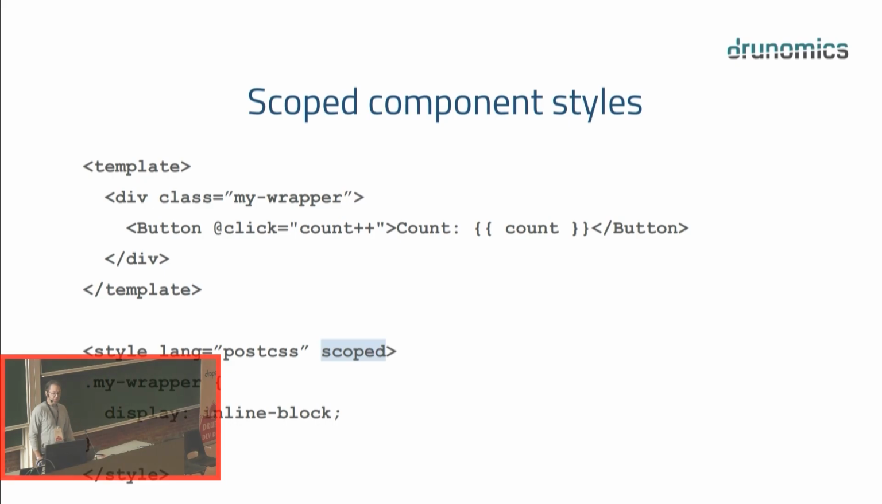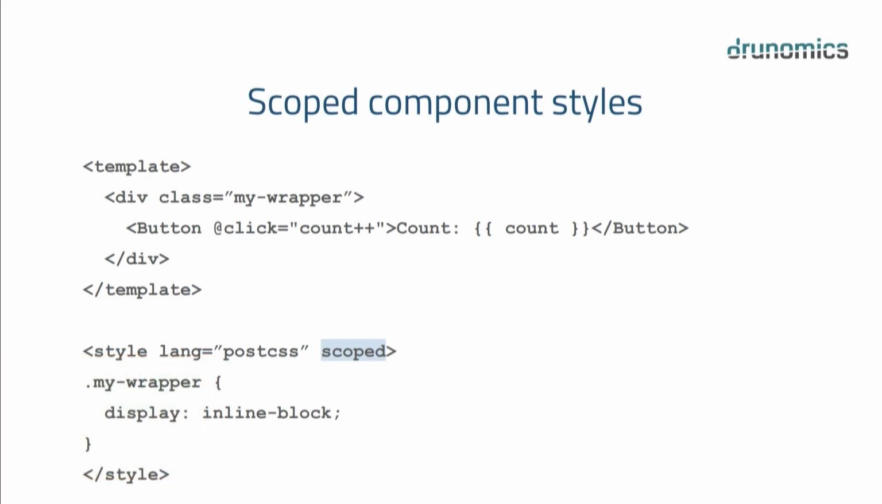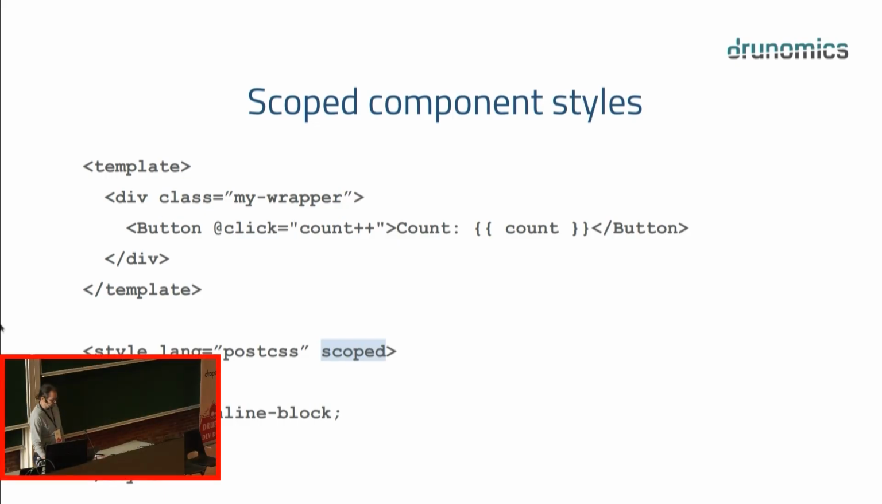Another nice feature is that you can have scoped component styles. Just by applying the attribute scoped here, as part of the style element, Nuxt will automatically take care of scoping the CSS, so it only applies to this component. So you don't have to worry about global CSS and prefixing the CSS names so that you don't have conflicting CSS and things like that. With scoped, that's automatically taken care of for you.